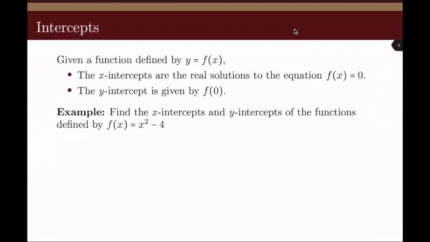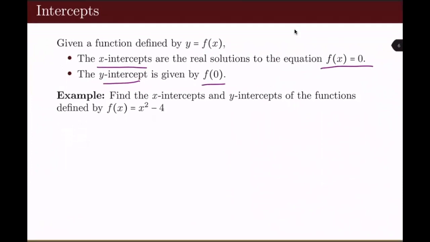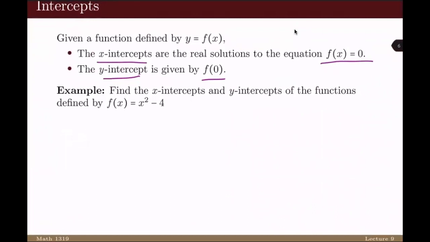Given a function defined by y equals f of x, the x-intercepts are the real solutions to the equation f of x equals 0, and the y-intercept is given by f of 0. So we want to find the x and y-intercepts of the function defined by f of x equals x squared minus 4. So let's do the x-intercept first.